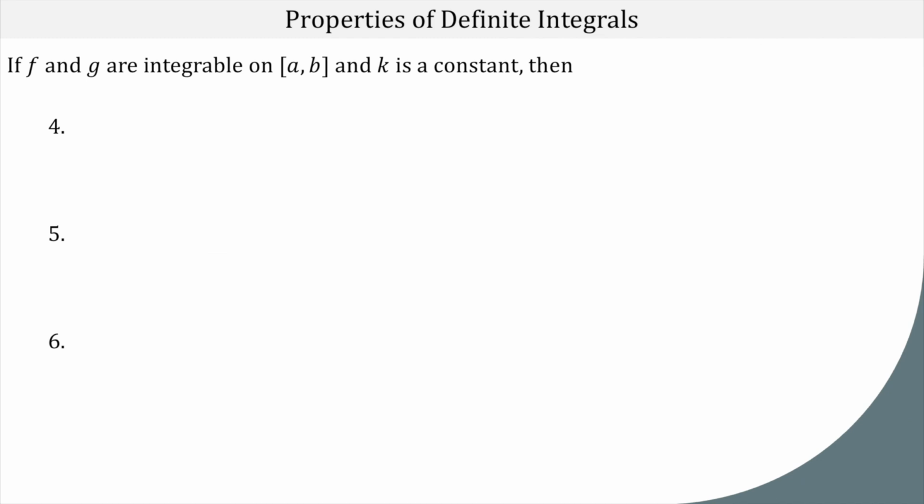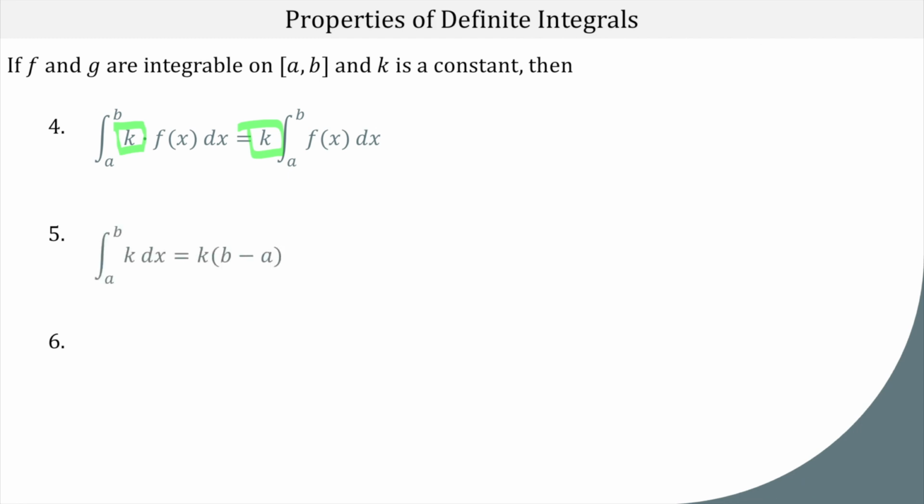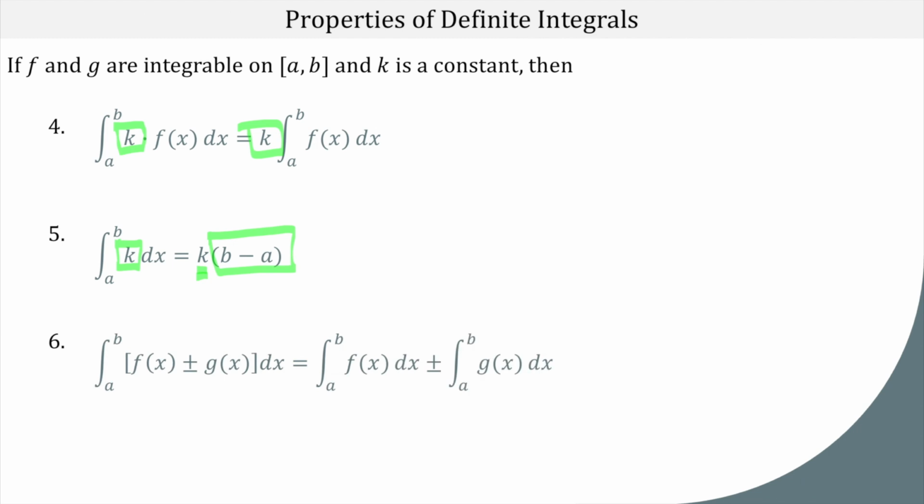If we can integrate both f and g on an AB interval and k is a constant, here's some other things we know. If there's a constant inside the integral, we can pull it out to the front. If you're finding the area under the curve just of a constant line, then it's the constant times the ending point minus the starting point. And then finally, if you've got two functions being added together, you can break those integrals and add them separately.